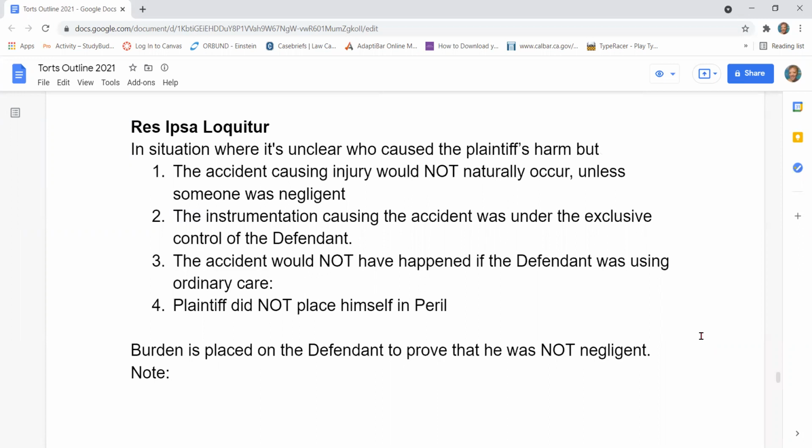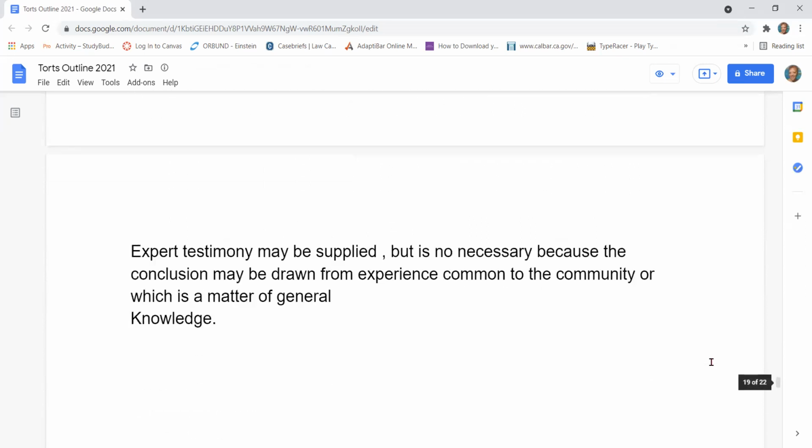Please note, expert testimony may be supplied but is not necessary because the conclusion may be drawn from experience common to the community or which is a matter of general knowledge.